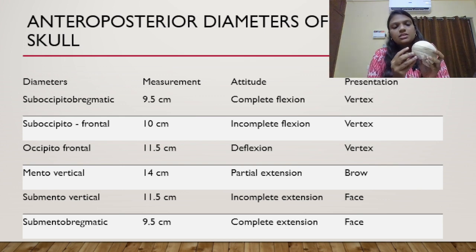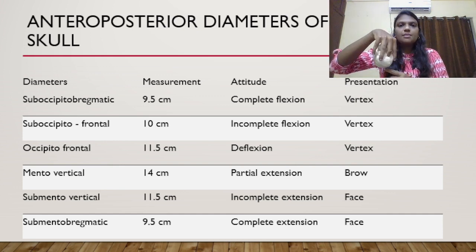Suboccipitobregmatic is measured from the point just below the occipital protuberance to the midpoint of the bregma, that is the anterior fontanelle. This is the suboccipitobregmatic diameter. This is the diameter of engagement when the fetal skull is in complete flexion. It measures about 9.5 centimeter. So when the fetal skull enters the maternal pelvis in complete flexion, this will be the diameter of engagement.